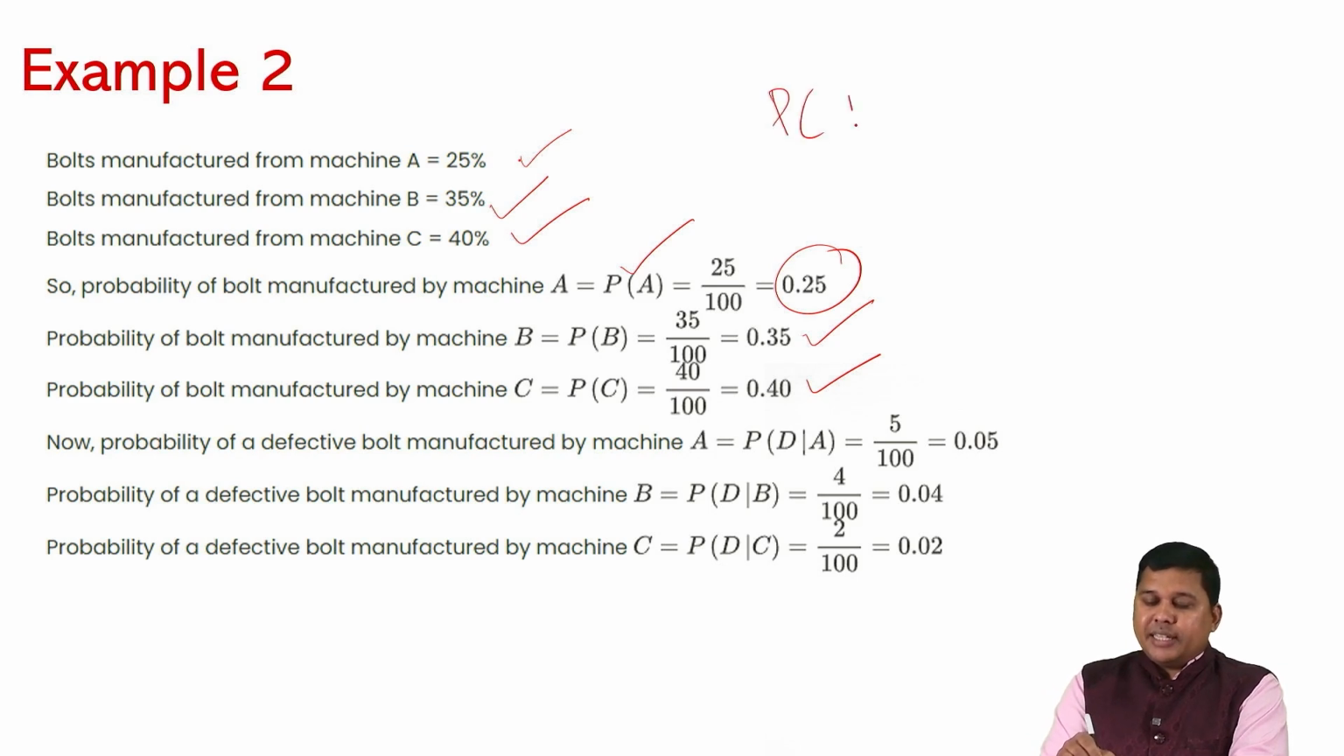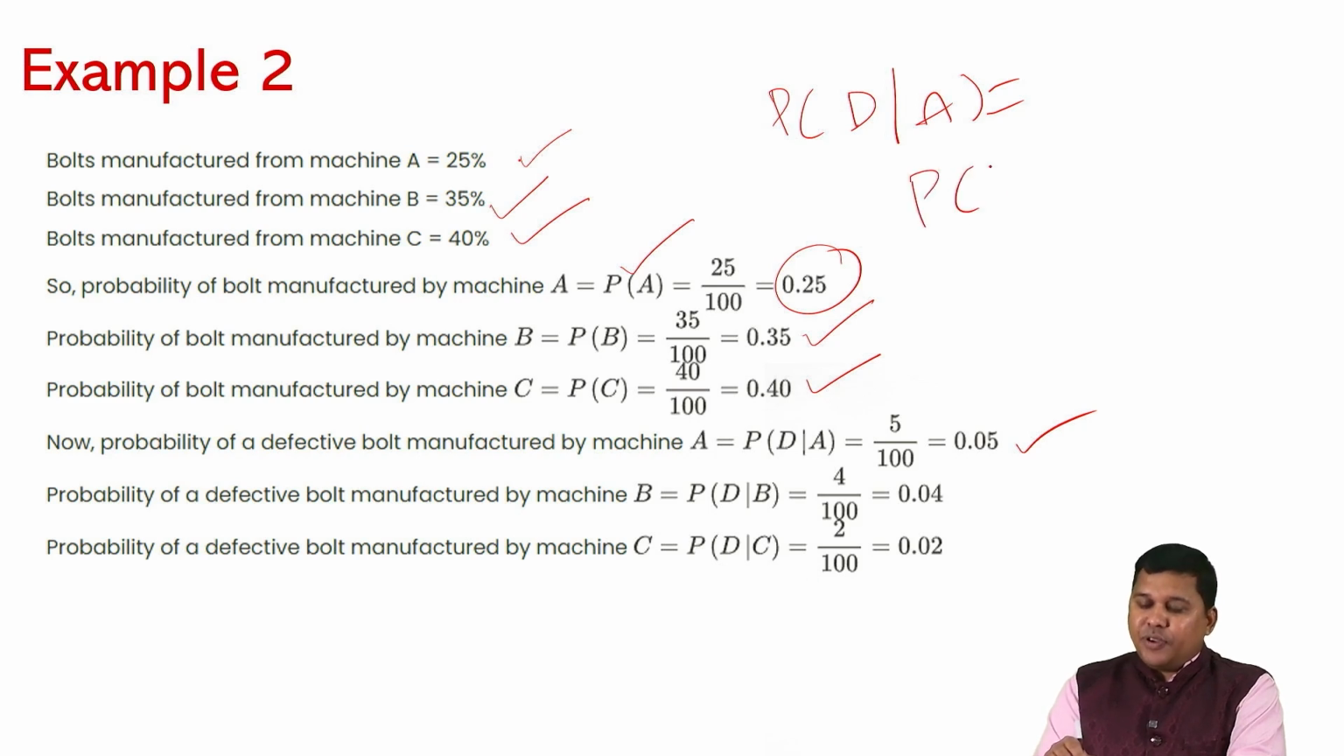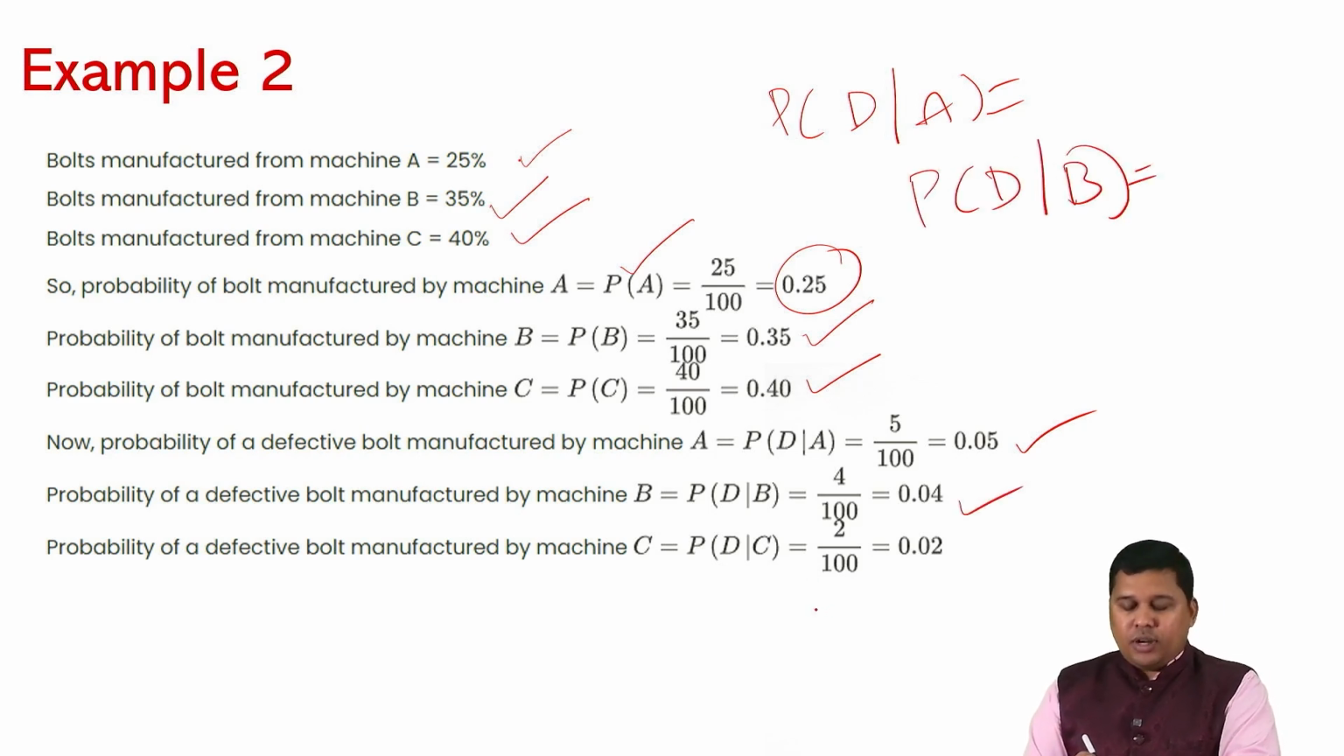So, what is the probability that we get a defective bolt from A? It is 5%, so 0.05. The probability that we get a defective bolt from B is 4%, that is 0.04, and similarly from C it is 0.02. This is the data given to us.